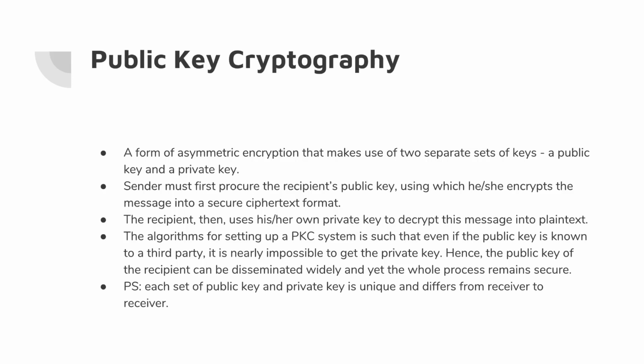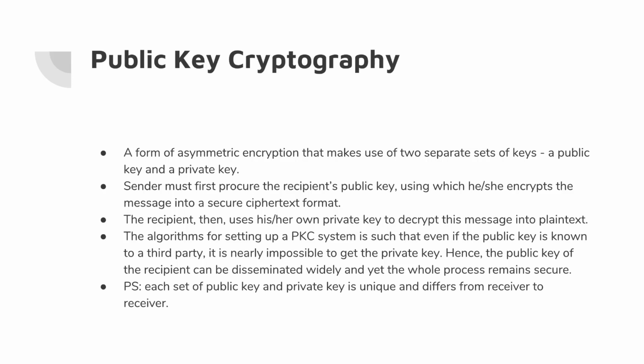So what happens is, say there are two people, a sender and a receiver. This receiver has a public key and a private key. The private key of the receiver is private to the receiver himself, whereas the public key of the receiver is exposed to the entire world.